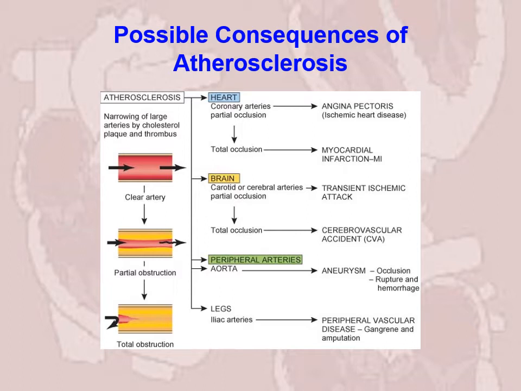Total occlusion or total blockage is called a myocardial infarction. And what happens here is that the cells downstream from the blockage are cut off completely from the oxygen supply, and they can die.